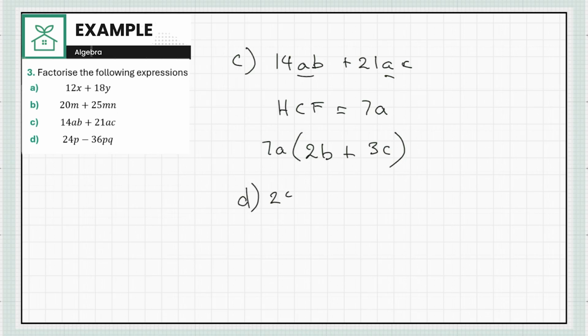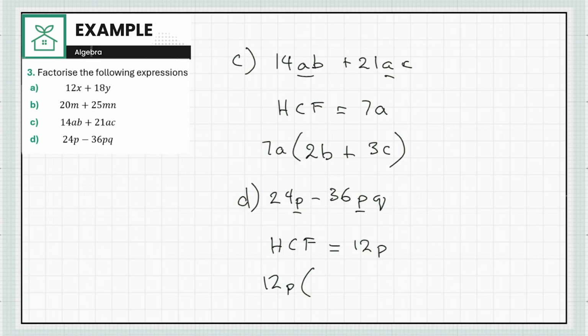Alright, for D we have 24p minus 36pq. They both share a pronumeral. Now let's have a look at what our highest common factor between these is going to be. So both of these are divisible by 12. So the highest common factor is going to be equal to 12, and then because they share a pronumeral, it's going to be 12p. Put 12p out the front, put a bracket out there, and then divide each term by 12p.